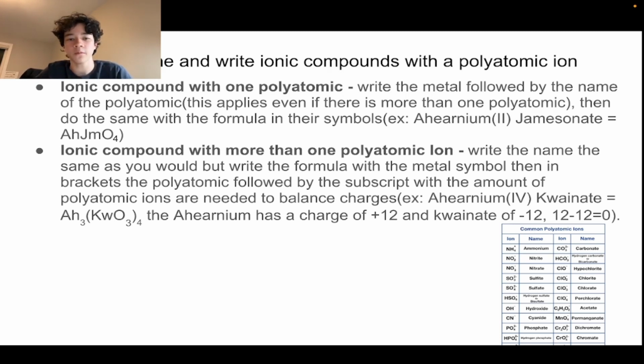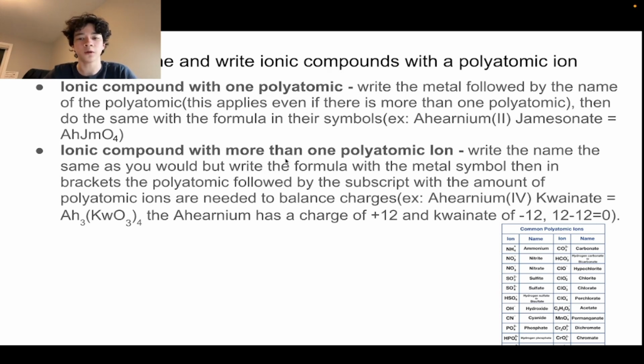Now for the formula, it's basically the same too. You just want to put the symbol of the metal and the symbol of the polyatomic. So if we have a helium, which is one of our metals, and this is Jamesonite, which was one of our polyatomics, as we see here, it's just AH and then the polyatomic's symbol, which is JMO4, and that's it for that.